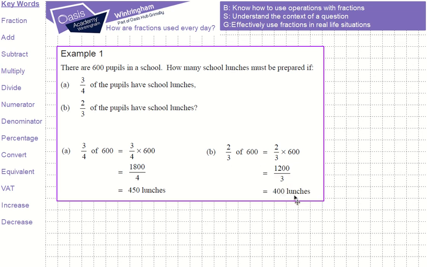And that's going to give us 400 lunches. Again, you can use your calculator if you need to for this. 1,200 divided by 3 is 400. And we need to include our units. We're talking about school lunches, and I've put lunches as part of my final answer.